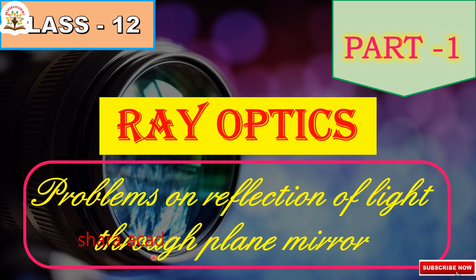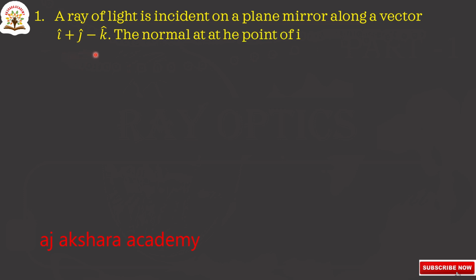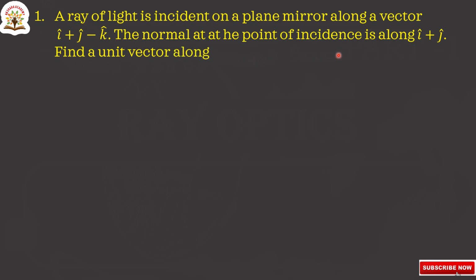Okay, let us go to the first question. A ray of light is incident on a plane mirror along a vector i cap plus j cap minus k cap. The normal at the point of incidence is along i cap plus j cap.